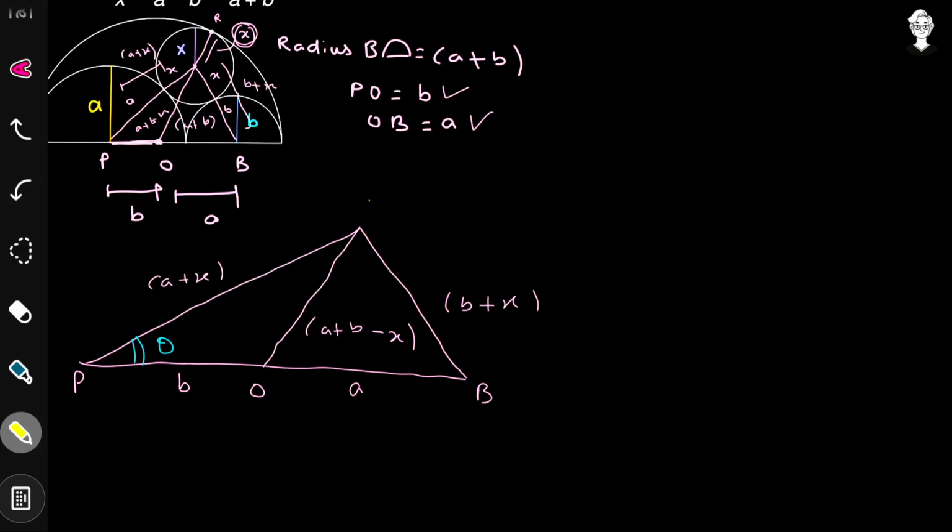Now let us mark the top point of this triangle. Let it be equal to S. Now look in this particular triangle, that is triangle SPO. We are going to apply the cosine rule in this same triangle, triangle SPO. So we are going to take the angle theta.